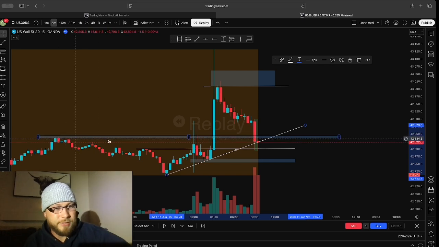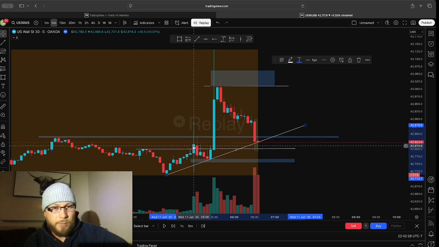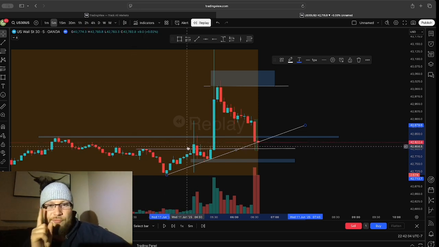We have resistance, downtrend, break of structure. So this turned into an uptrend. So that's the first confluence. That confirms that we're looking for buys.